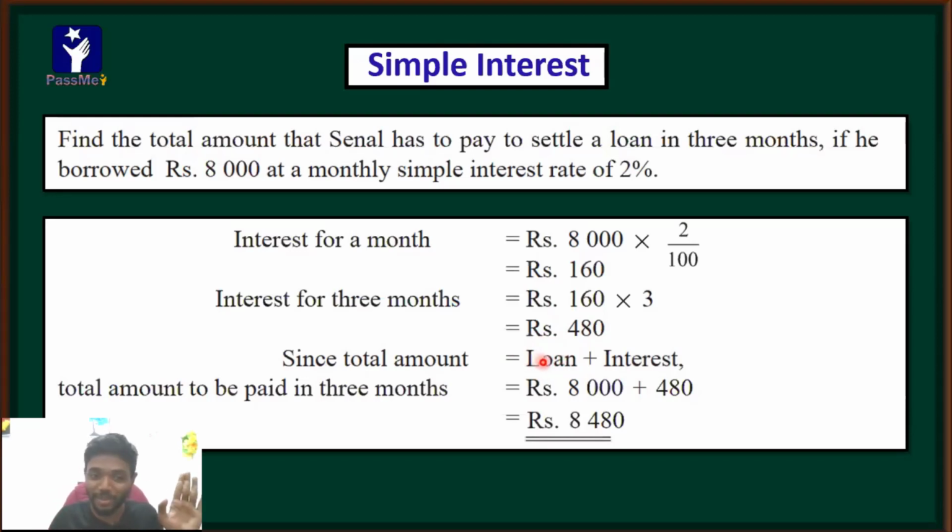Okay, this is a simple one. If you take 8000, the person who gave it does not expect less than 8000. That means 8000 is definitely needed. We definitely have to pay the loan. Apart from that, we have to pay interest as well. So you get the final value as 8480. That is the final answer.